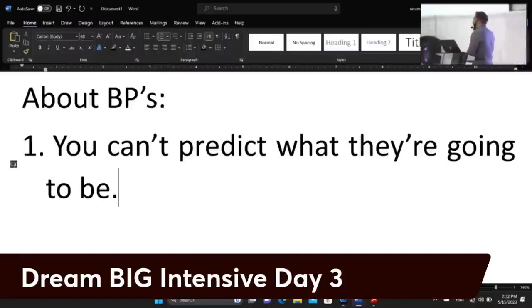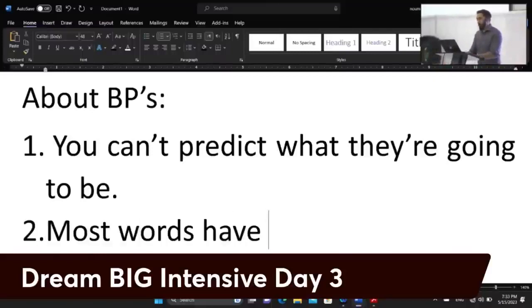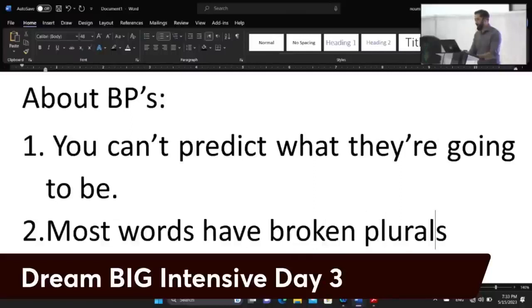You know what that means? That means your vocabulary work is cut out for you. Because whenever there's a word and it has a broken plural, you're going to have to learn that word, and you're going to have to learn its broken plural too. Here's the good news though. Most words have broken plurals. Wait, that's not good news.